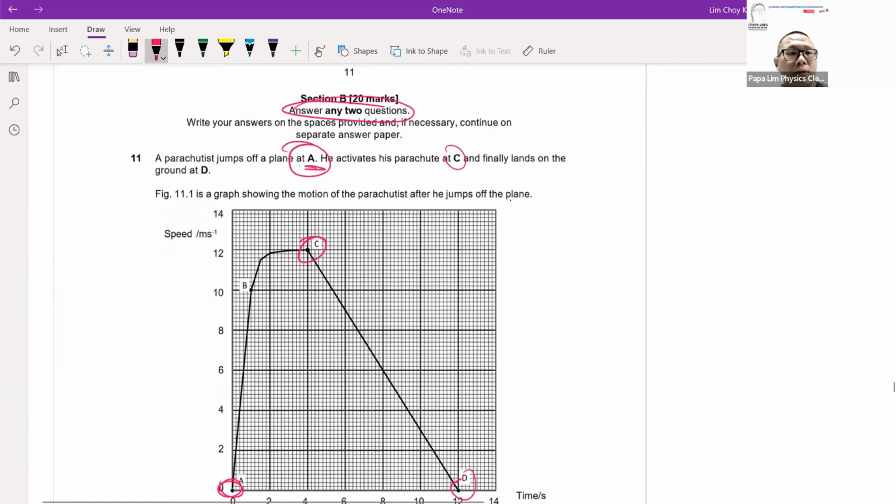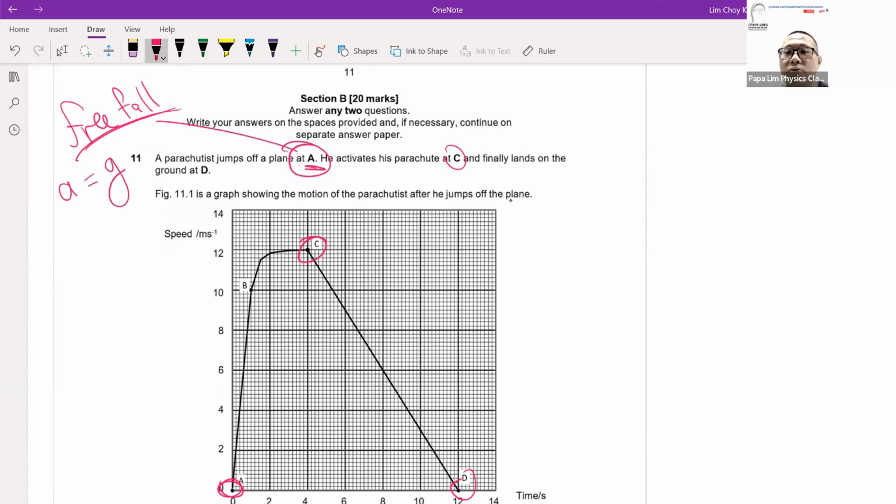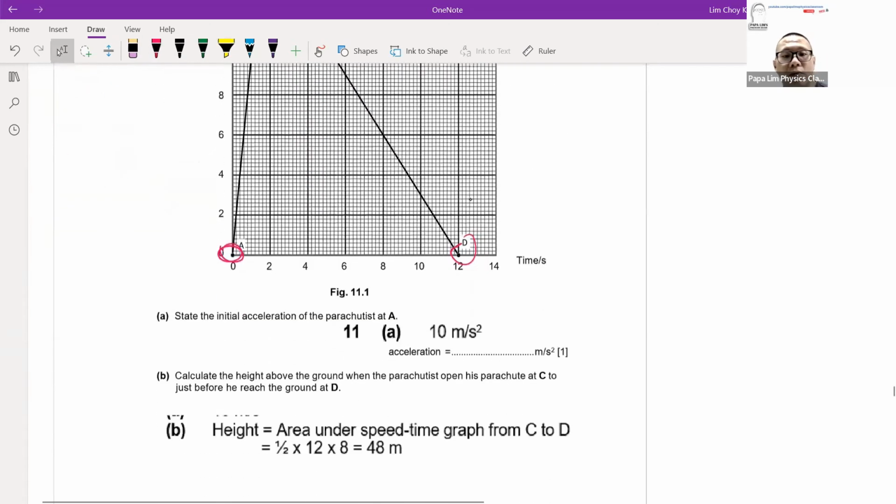This statement tells me a few things. The moment he jumps off the plane, he is experiencing what we know as free fall. Common characteristic of free fall: the acceleration is the gravitational field strength, which is the acceleration due to free fall, which is 10 meters per second squared. Which is why I get this number straight away.